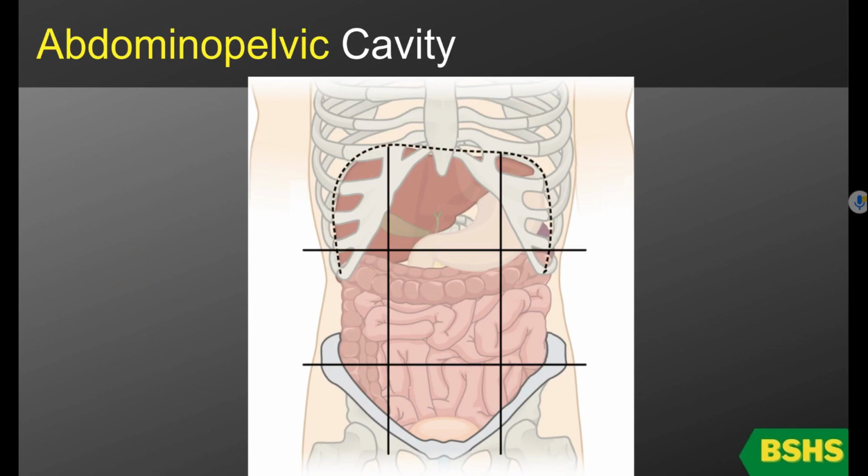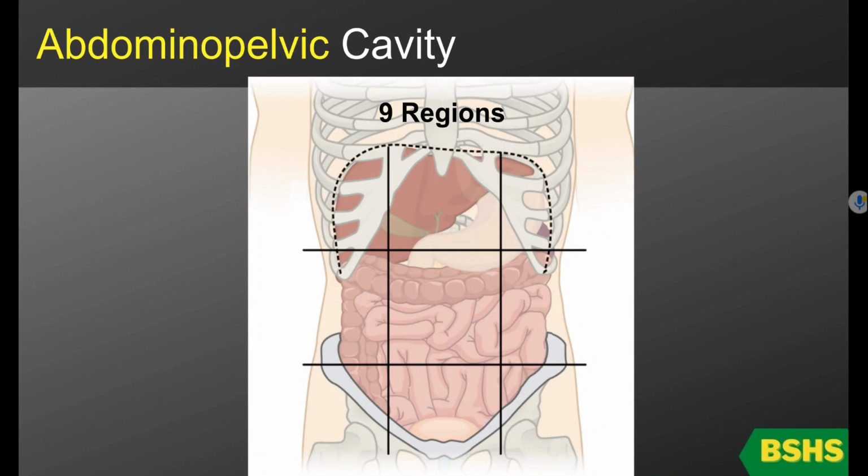There is another more precise way anatomists divide the abdominopelvic cavity. It ends up getting divided into 9 regions. So I'm going to go through each one of these, and I've grouped them in terms of the top row, middle row, and bottom row.